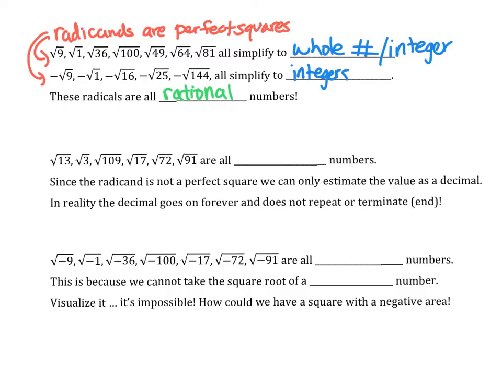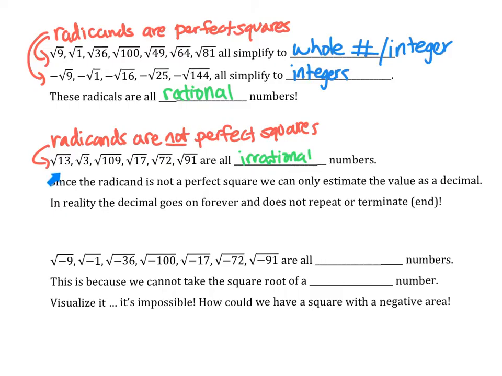Rational numbers. The square root of 13, square root of 3, square root of 109, square root of 17, square root of 72, and square root of 91 are all irrational numbers. And that's because the radicands are not perfect squares. So since the radicand is not a perfect square, we can only estimate the value as a decimal. In reality, the decimal goes on forever and does not repeat or terminate. Again, the word terminate means end.